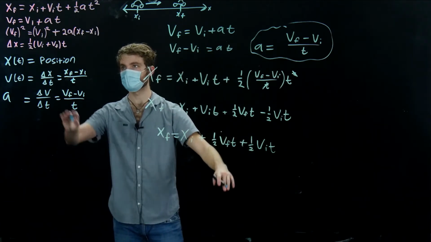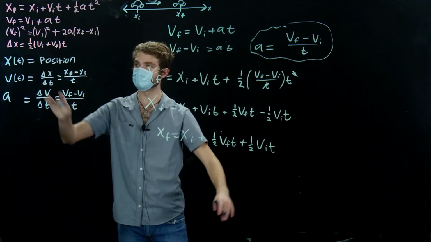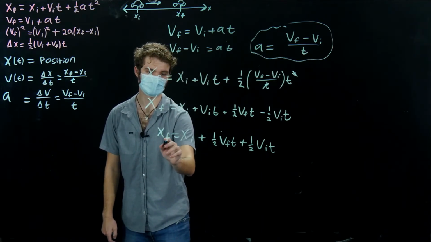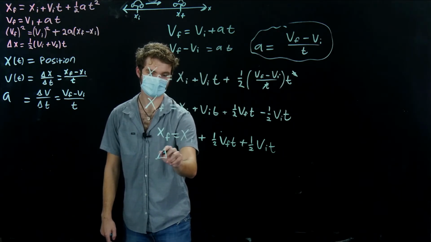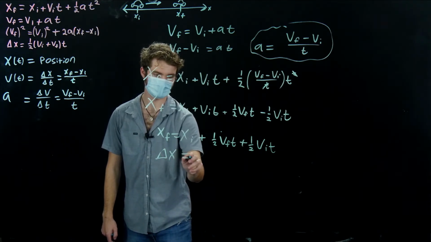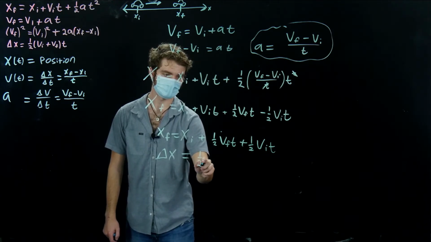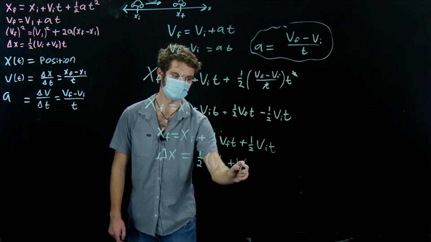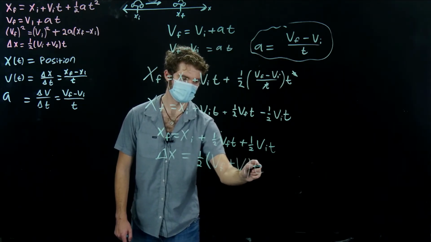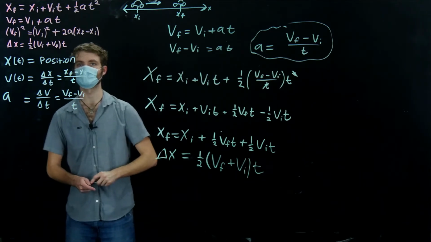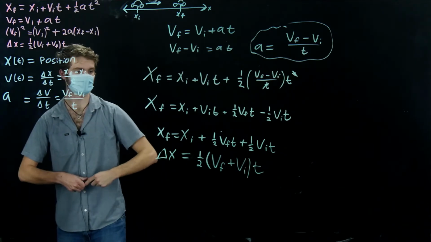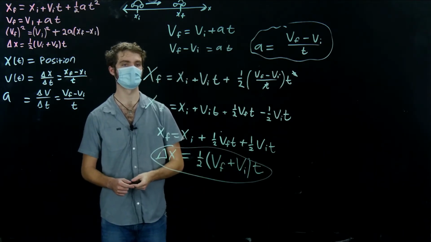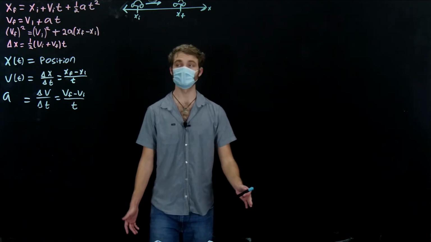And we just rewrite that in the form of this. It's the same equation. We just subtract over the x initial, and x final minus x initial is delta x equals 1/2 v final plus v initial times t. And look at that. We have the same equation right here, and we derived it by just solving for acceleration and plugging that in. Okay, so we're almost done.